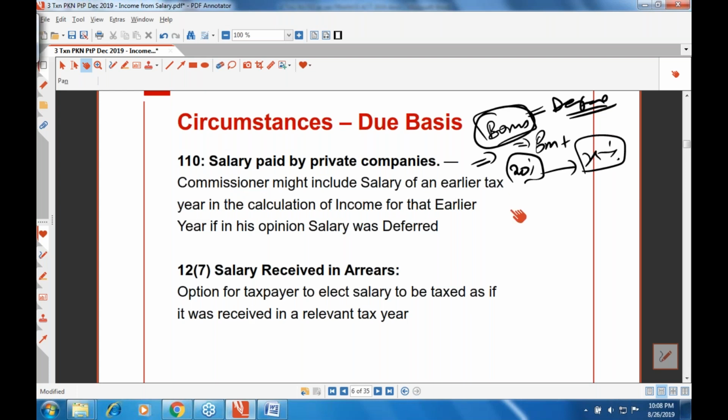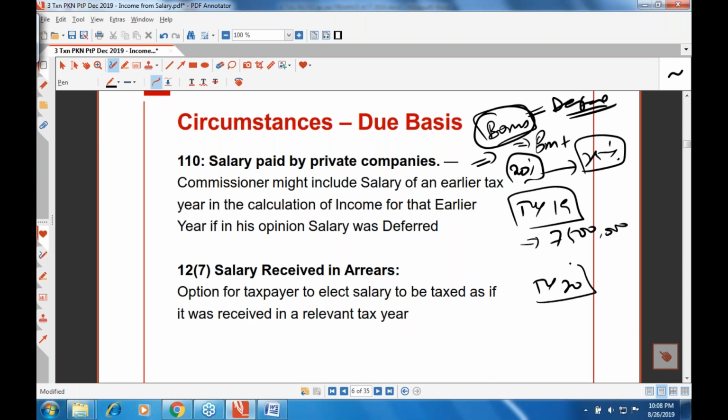That is, although you are submitting your tax return for tax year 2019, and you are submitting to the commissioner that you have received an income of 7.5 million, in tax year 2020 you are showing the bonus of 2 million. So what the commissioner can do is, he has got the powers. He can say that no, this bonus does not pertain here, this should be added here, so you should have 9.5 million in tax year 2019. This is what the commissioner is going to say.